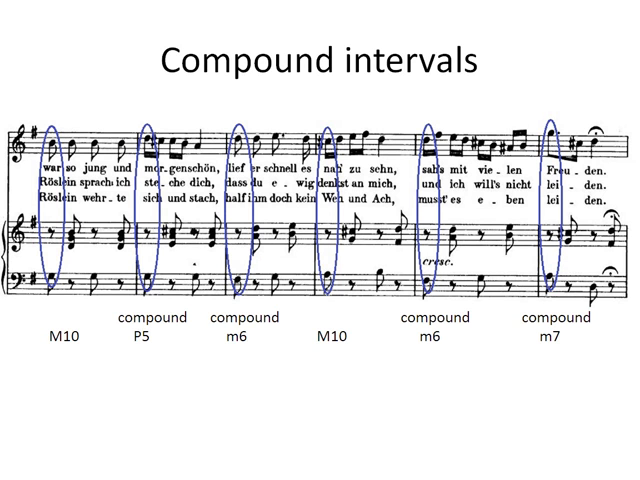Here's the Schubert example again. I've circled the interval between the bass note and the voice on the downbeat of every measure, and I've labeled them below the staff.